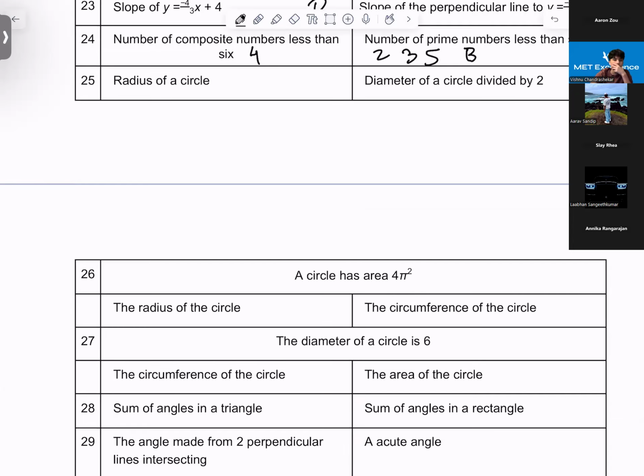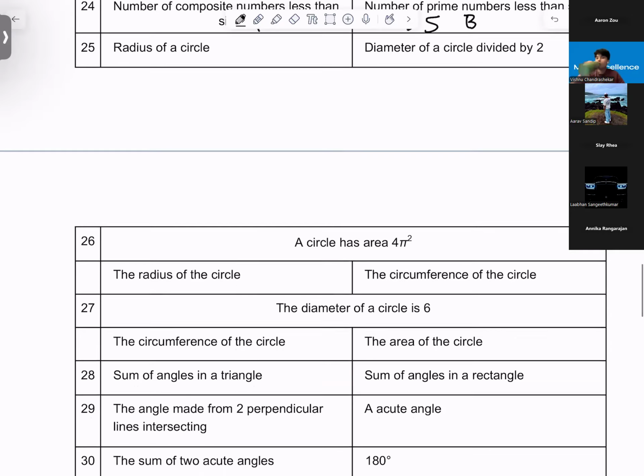What portion are we on? 25. Okay. These are actually like the same. Okay. The diameter of a circle is from one end to one end, and then the radius is from the center to one of the edges. So if you divide the diameter by 2, it's just the radius, so it would be the same. So it would be C.